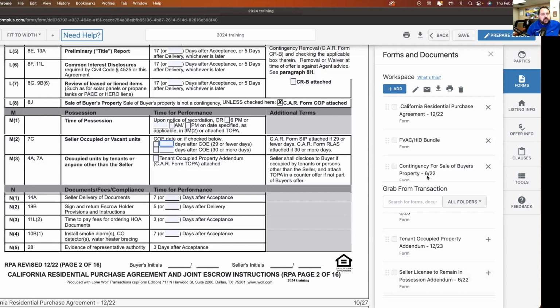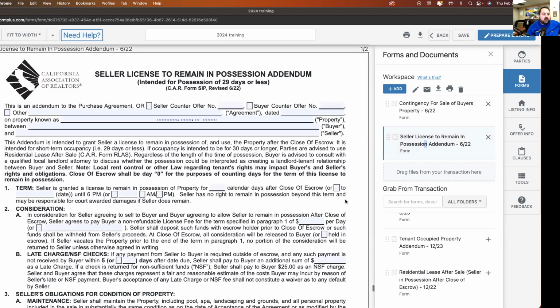Well, let's go to the seller license to remain in possession. If we add that to the form, we look at it. This is for 29 days or less. So whatever we agree to, whether it's the 3 days or the 10 days, let's use 3 for example. I'm going to write 3 days. They're going to stay there 3 days after close of escrow.